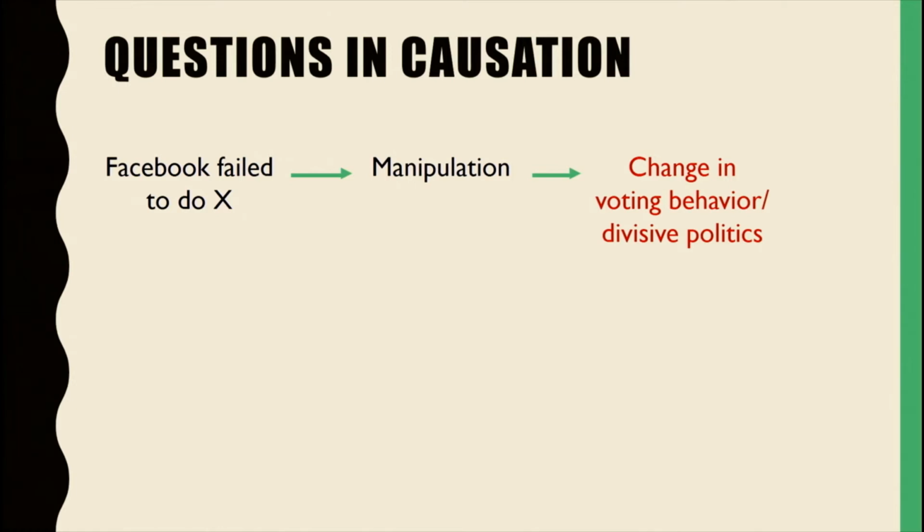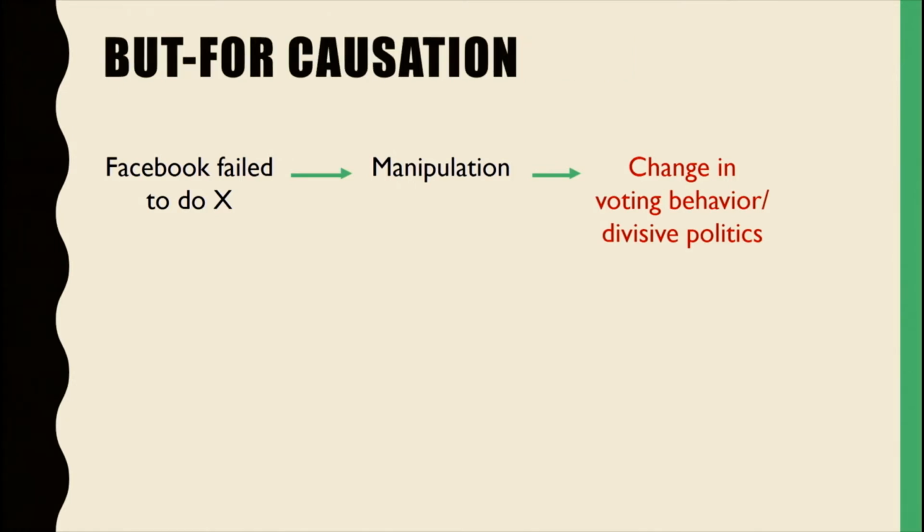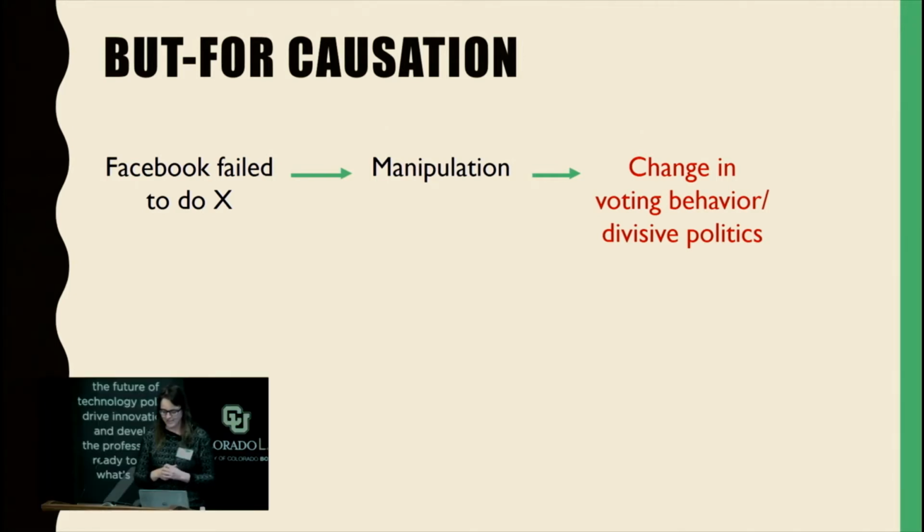So because I teach torts, I'm going to break this into factual causation and legal causation. Apologies to those of you who are now having nightmares of remembering your torts class. But for factual causation, we're supposed to ask but for. So but for Facebook allowing hyper-targeting, would we not have much of the political divisive behavior that we see today? That's the question that needs to be answered yes in order to say, okay, then there is a factual cause here.